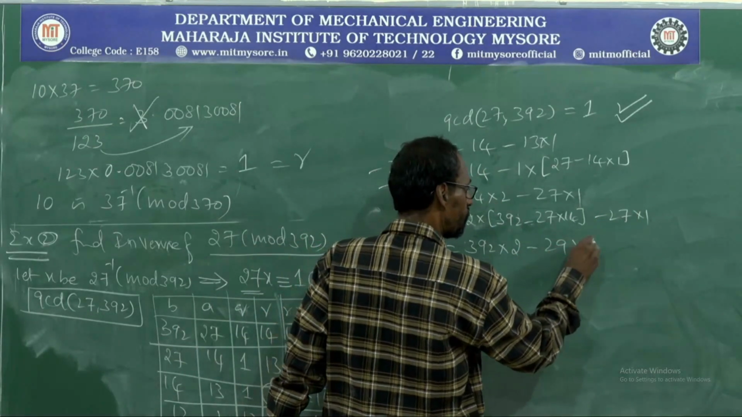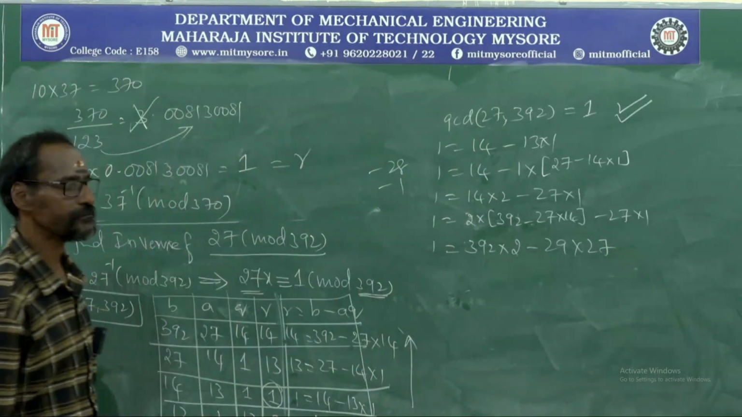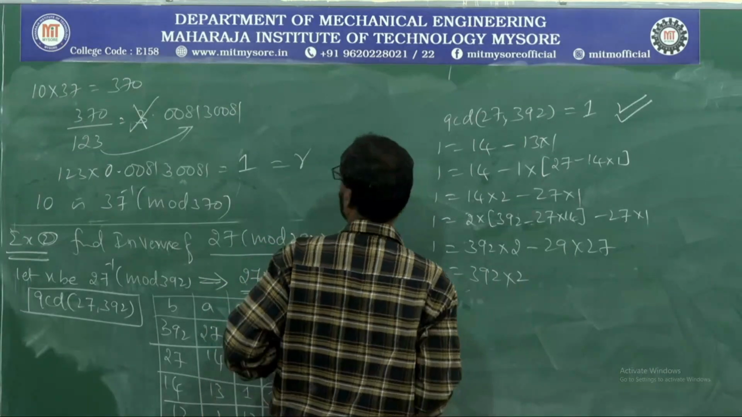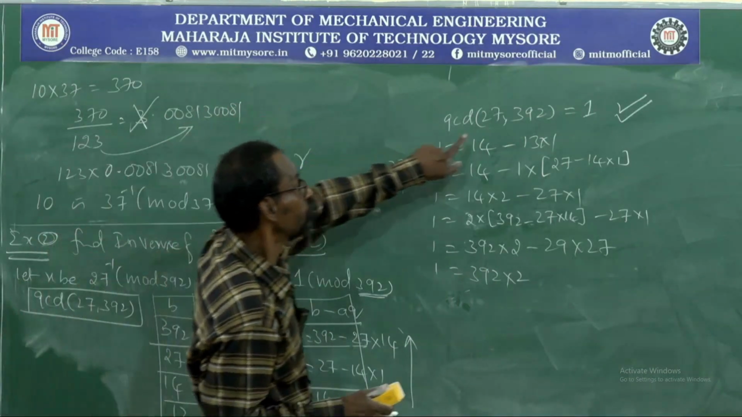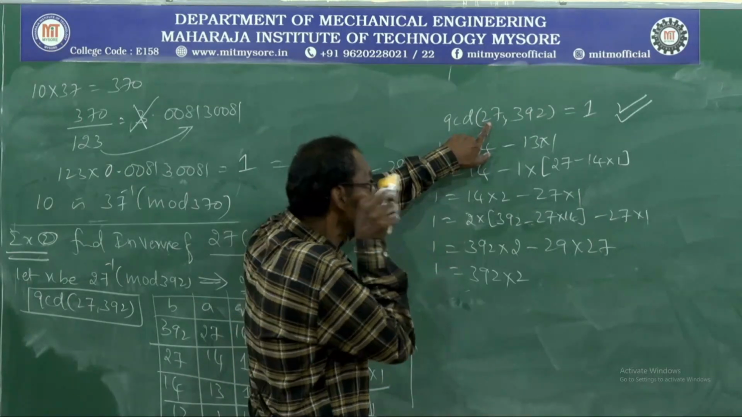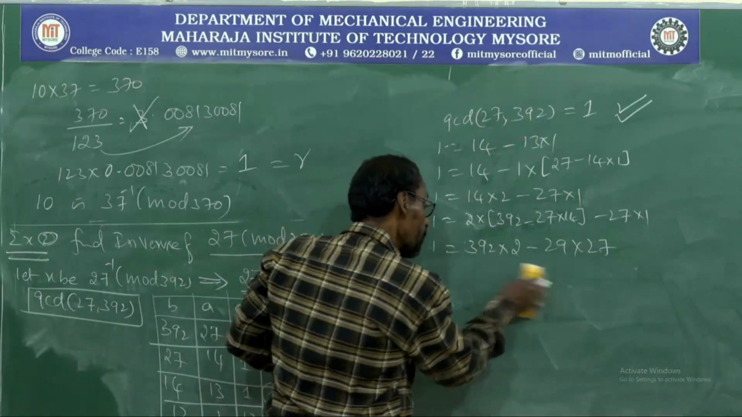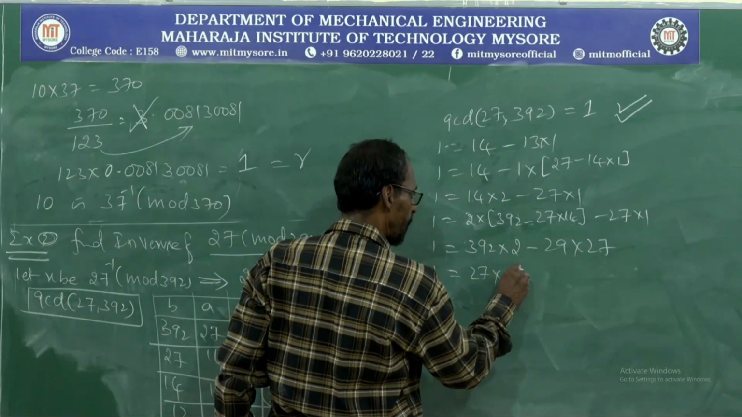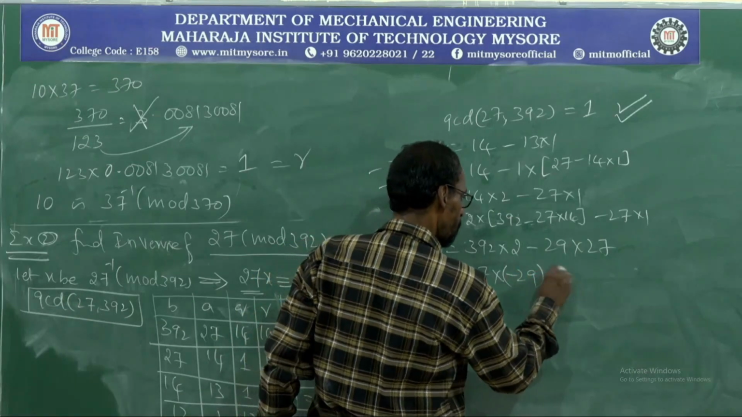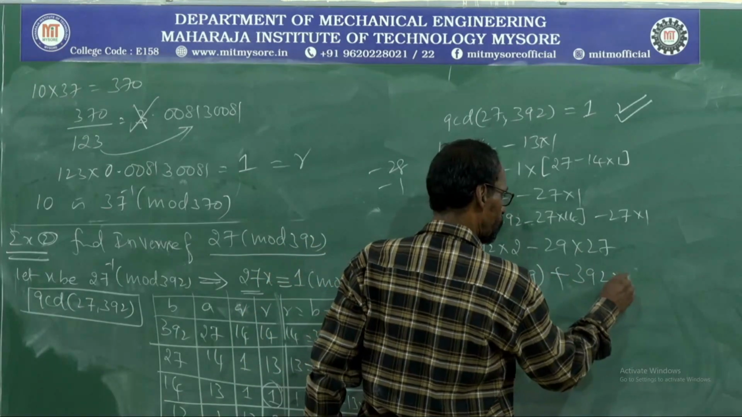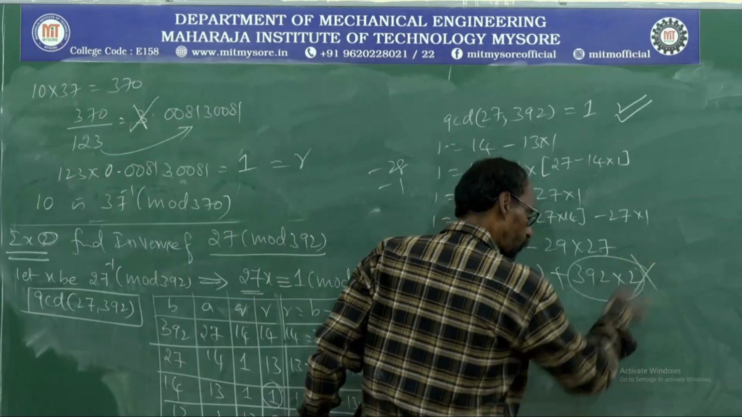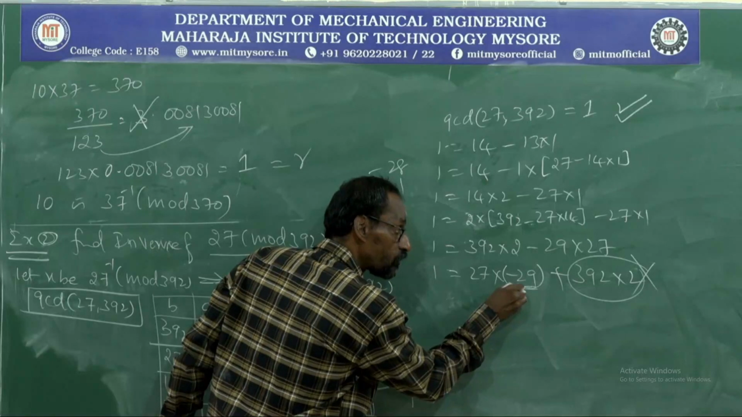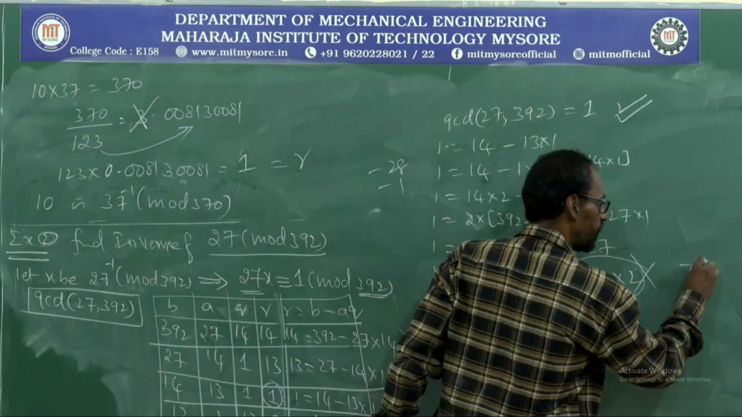Simple mathematics. Now we can write 1 equal to 392 into 2 minus 29 times 27. What is your expectation? You want to evaluate the inverse of 27, not of 392. Write the other way, it is always better. So we have 27 times minus 29 plus 392 times 2. You worry regarding this part, but I should not have a negative. How to overcome the negative?